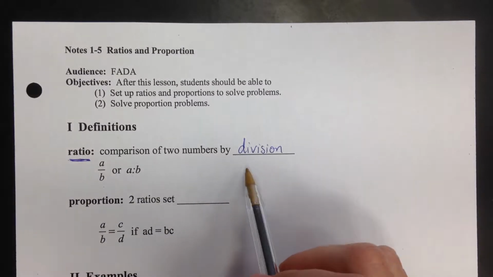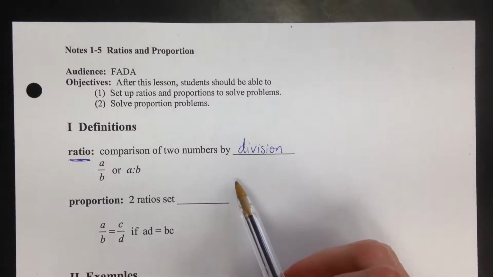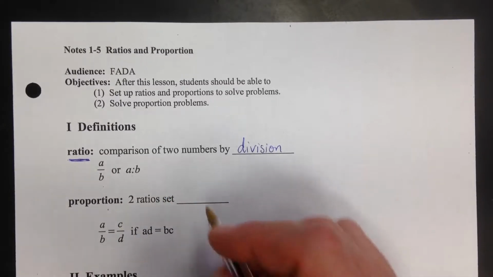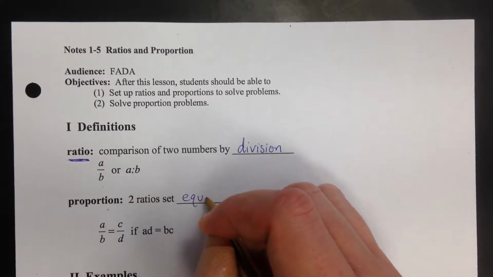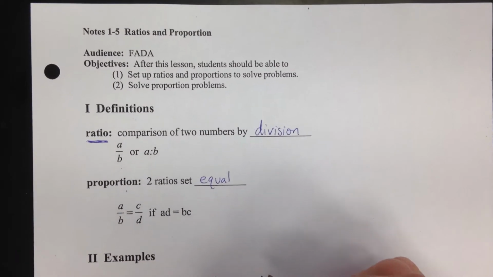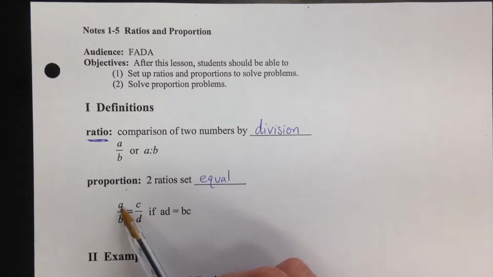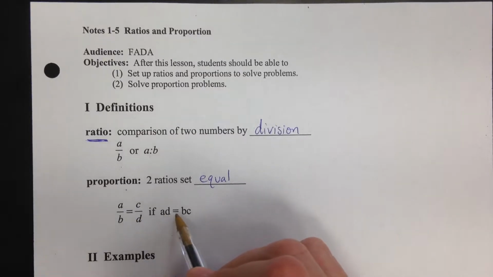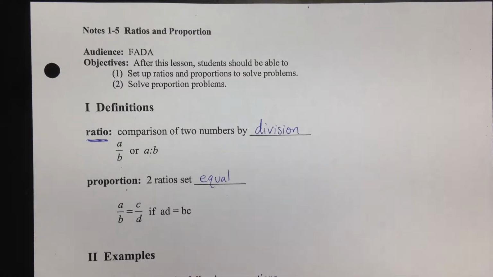Now, something that goes with division is also typically multiplication. The idea of a proportion is two ratios set equal to each other. So basically two fractions that are equal. If we say that a over b is equal to c over d, these two ratios or fractions are proportional if a times d equals b times c.